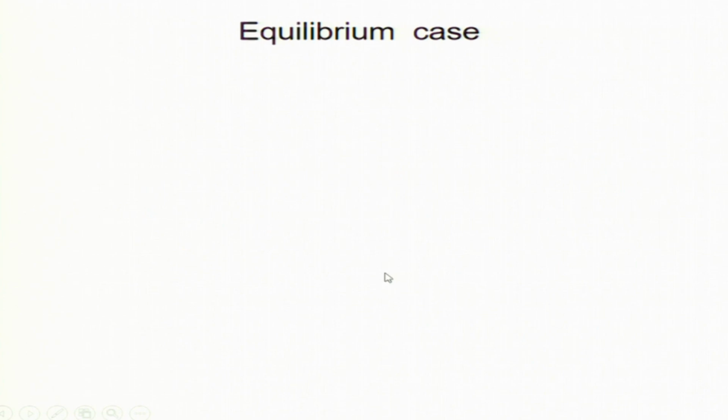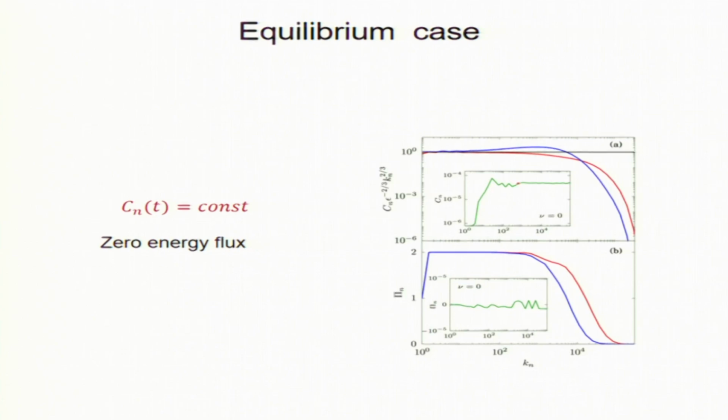In the equilibrium case, the flux is 0, and every mode has equal energy. So it is not a power law of minus 2/3, but it is constant. So the Cn is constant and the flux is 0. Okay. So this is the equilibrium scenario.